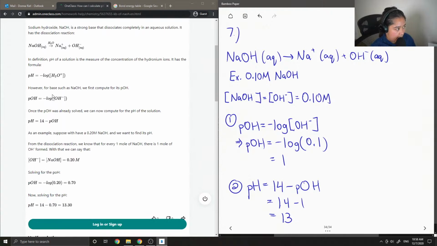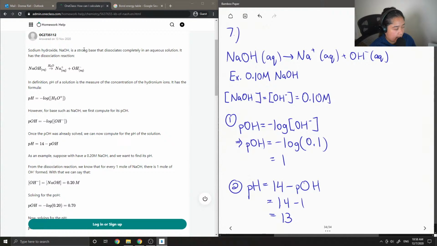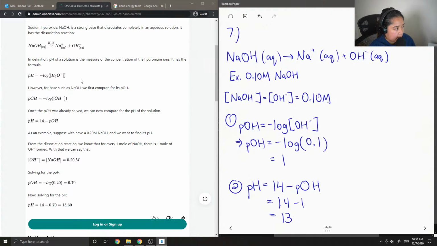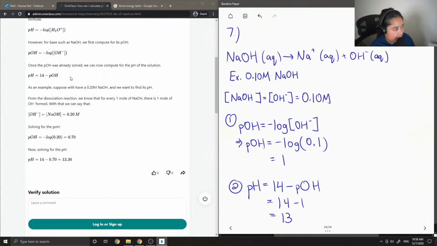So the junior tutor said, sodium hydroxide is a strong base that dissociates completely in an aqueous solution. It has the dissociation reaction, NaOH makes Na plus OH minus. Definition, pH of a solution is the measure of the concentration of hydronium ions. As the formula, negative log is the concentration of H3O plus. However, for bases, we must first compute for its pOH. Once the pOH was already solved, we can now compute for the pH of the solution.